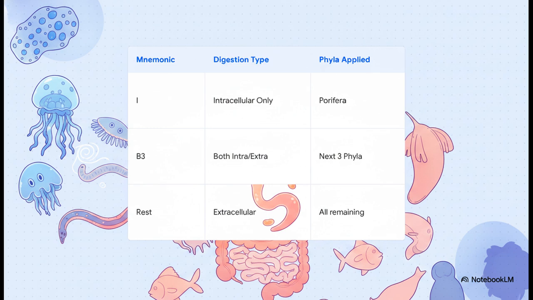And as for the rest, literally everything else in the animal kingdom utilizes strictly extracellular digestion, digesting food inside a dedicated system exactly like we do.